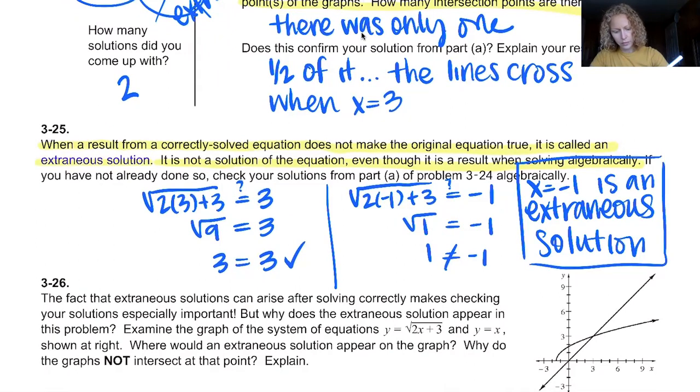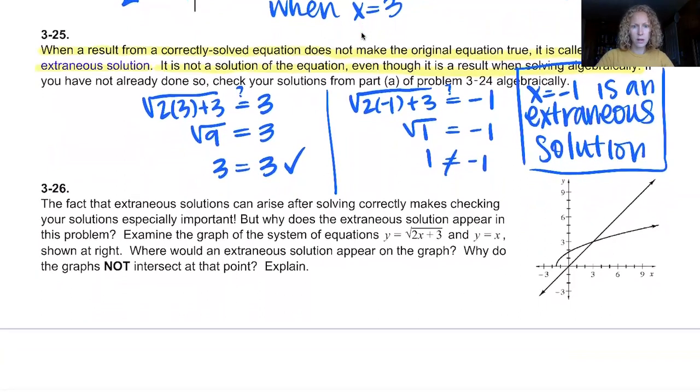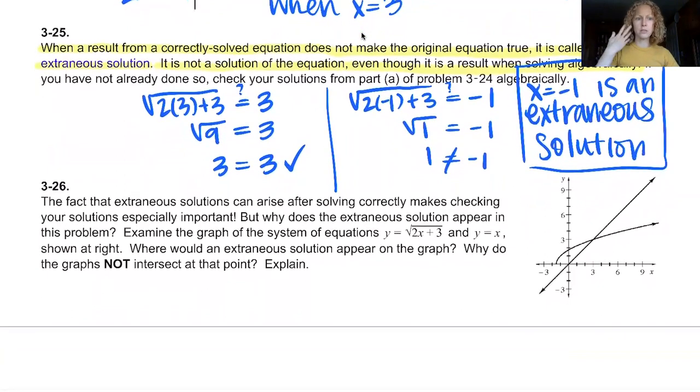Just making another note. I'm going to read question 26: extraneous solutions can arise after solving correctly, which makes checking your solutions especially important. But why does the extraneous solution appear in the problem? Examine the graph of the system of equations y equals the square root of 2x plus 3 and y equals x shown at the right. Where would an extraneous solution appear on the graph? Why do the graphs not intersect at that point? Explain.